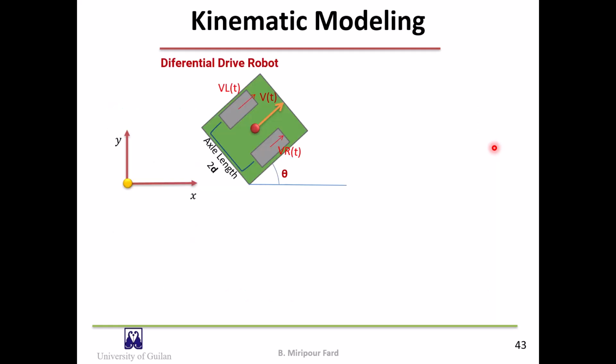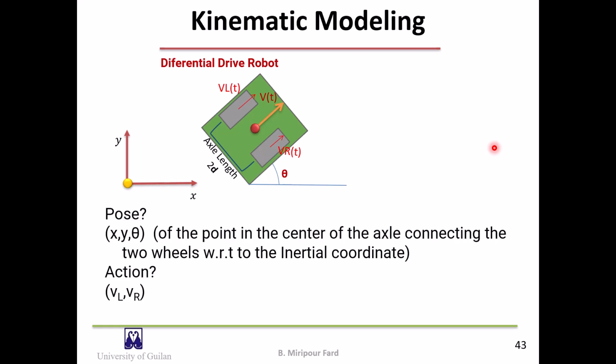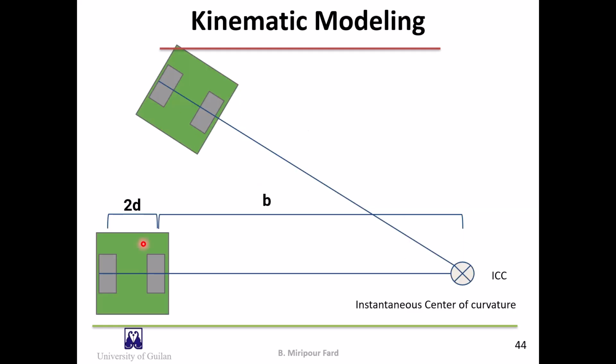In the case of the diff drive robot, both left and right wheels are active. So as seen before, the actions are VR and VL. Inactive wheels may also exist. The pose is determined by x, y, and theta. Next, we want to derive the kinematic equations of this robot.